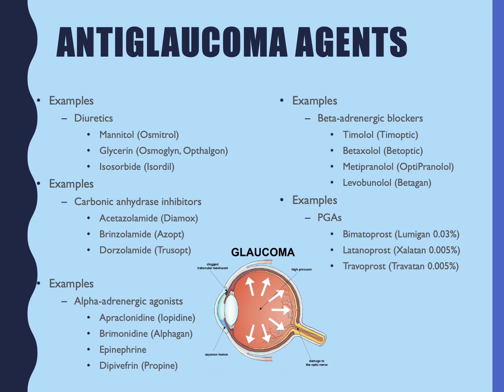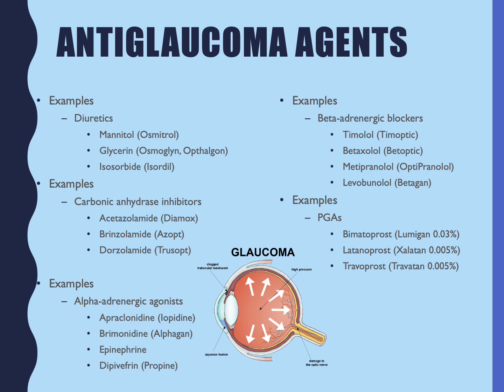They are a class of anti-glaucoma agents that may be used to treat glaucoma in the short term, and they work by raising the osmotic pressure of blood. So they do this by drawing fluid out of the eye, which is going to lower intraocular pressure. And some of those include mannitol, which I mentioned before, glycerin, and isosorbide. They have a duration of approximately 4 hours.